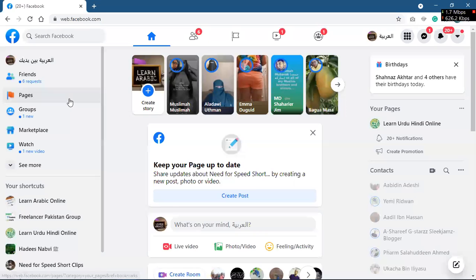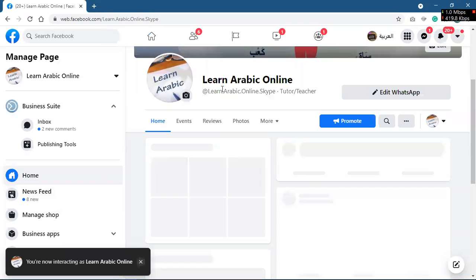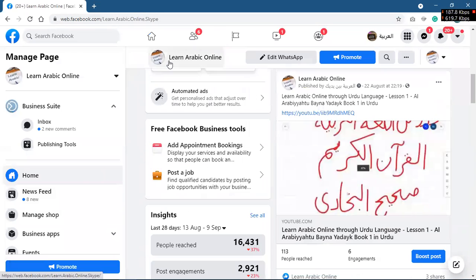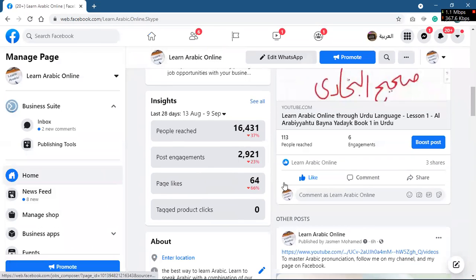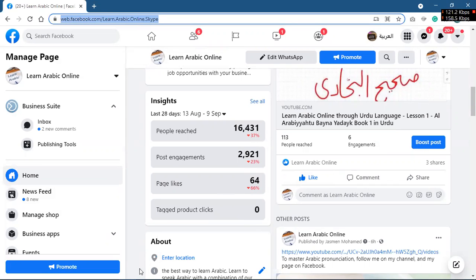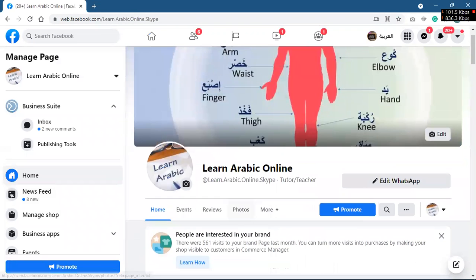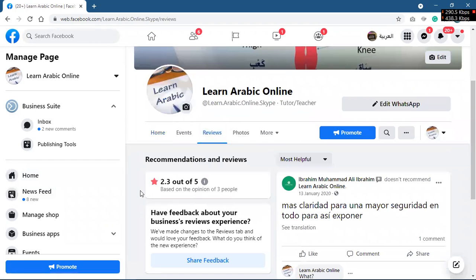Actually, some people I don't know, who never took any class from me, have given a bad rating to this page. When someone gives a bad rating to a page, it automatically starts declining it. Facebook shows it to fewer people. I don't know who these people are. They never took any class from me, and they just give me some stupid kind of reviews. Look, 2.3 out of 5. This is a very bad rating. It could be around 4 or above 4.